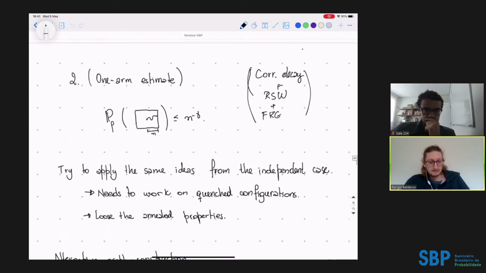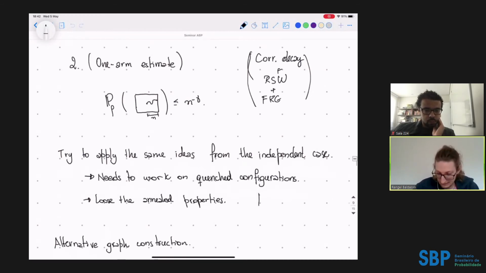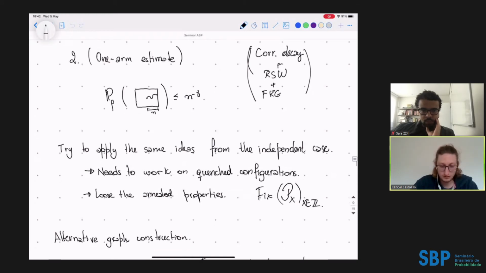Okay. So now it would be very nice if you could apply the same ideas from the dependent case, but the problem is that in order to do that, we cannot work with the randomness that comes from the clock rings that you have in your graphical construction. So one possible way to do that would be to fix the graphical construction that you have. So work in the quenched case. So fix the clocks, let's say. These are the clocks in the graphical construction, and then work on the quenched case. So all the clocks are fixed, and then you only have the randomness of the initial condition.